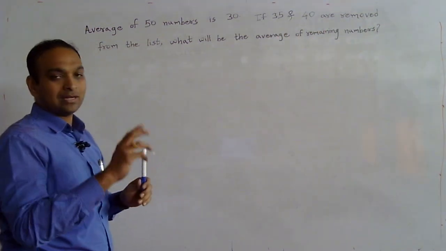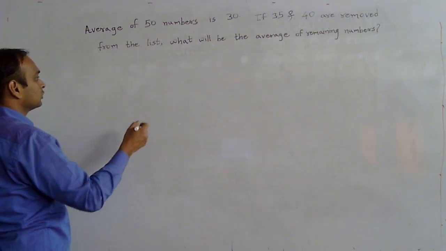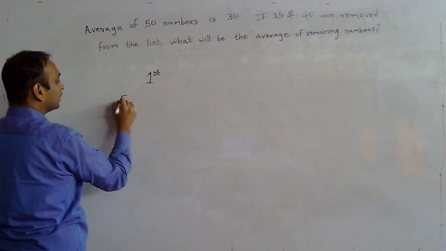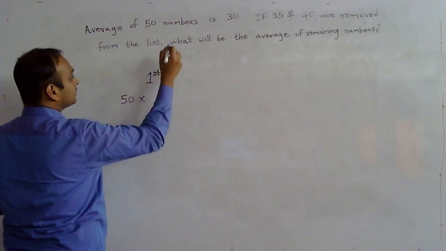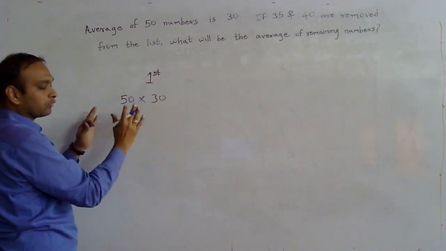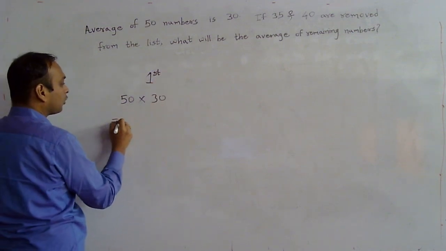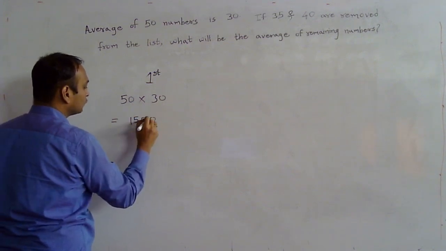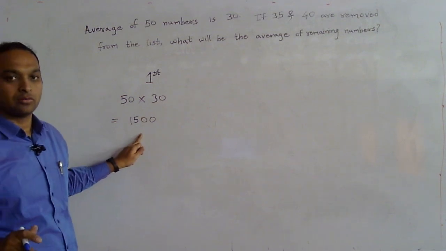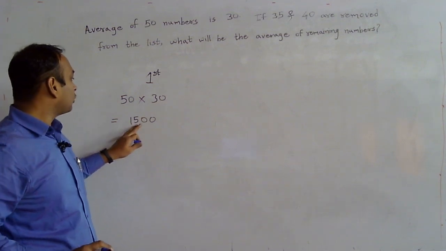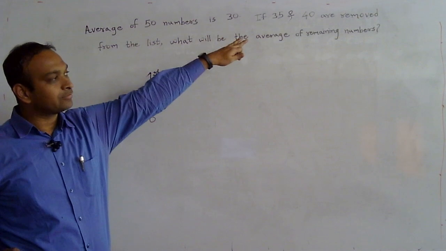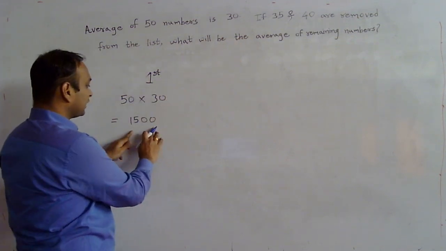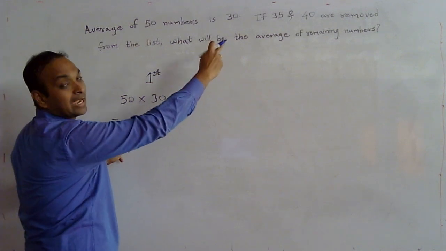Okay, so here again we have two different scenarios. In the first scenario, we have 50 numbers and the average is 30. So the total of all those numbers will be 5 3s are 15 and 2 zeros, 1500 is the total of all those numbers. Now out of these 50, we are removing two numbers. So out of 1500 we are subtracting 35 and 40.